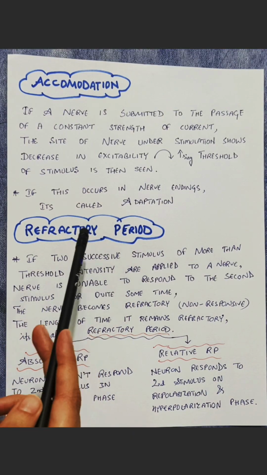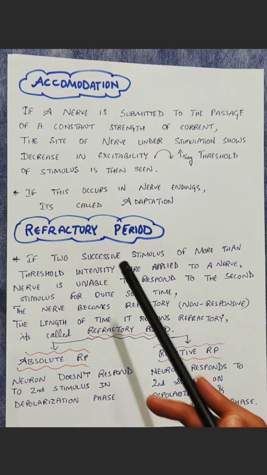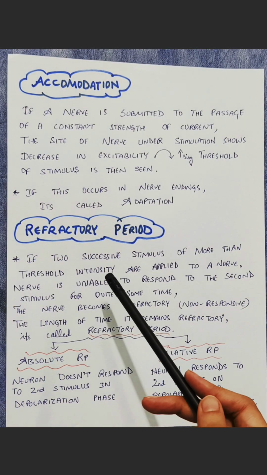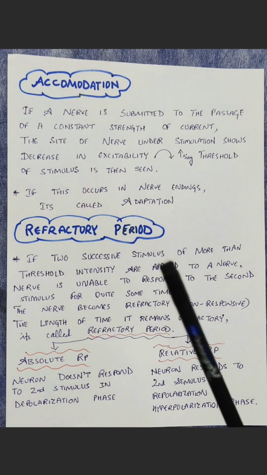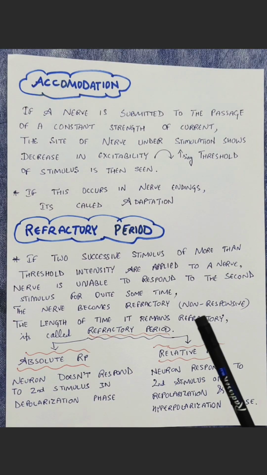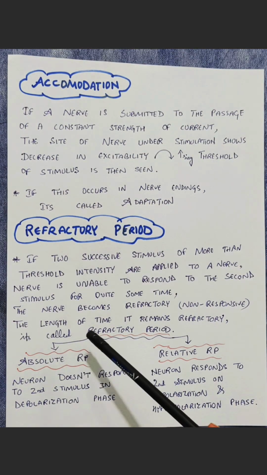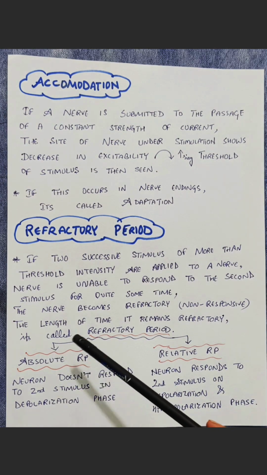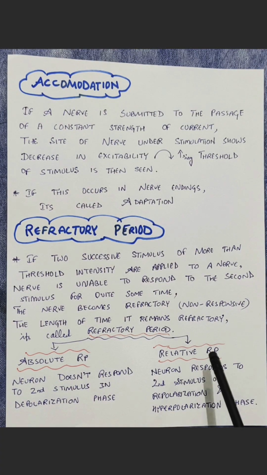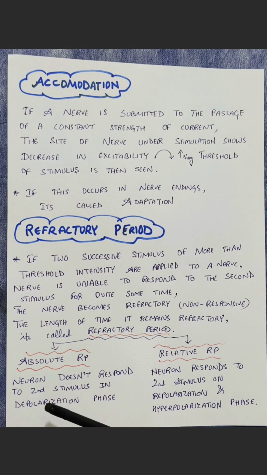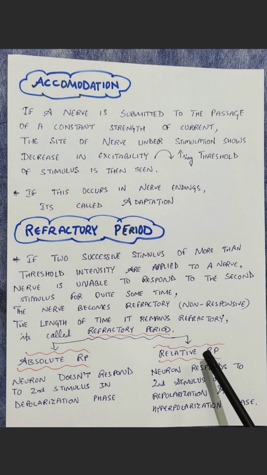Next, refractory period. So this basically says that if two successive stimuli of more than threshold intensity are applied to a nerve, the nerve is unable to respond to the second stimulus for quite some time. Thus, the nerve becomes refractory, that is non-responsive. The length of time it remains refractory is called the refractory period. We have an absolute refractory period and a relative refractory period. Absolute is where the neuron doesn't respond to the second stimulus in the depolarization phase. Relative refractory period is when the neuron responds to the second stimulus on repolarization and hyperpolarization phase.